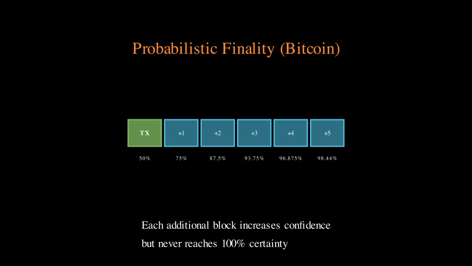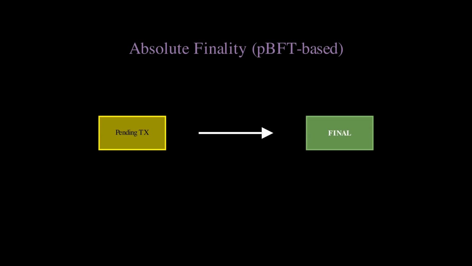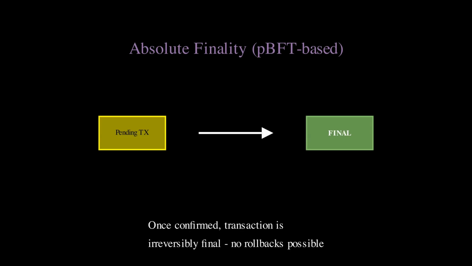But systems using Byzantine fault tolerance mechanisms give you absolute finality. Once a transaction moves from pending to final, boom, it's mathematically impossible to reverse. No takebacks, no rollbacks, and no what ifs. It's cryptographically guaranteed to be permanent.